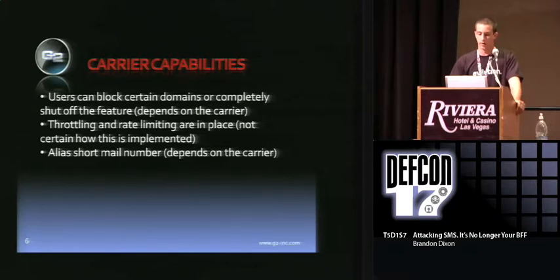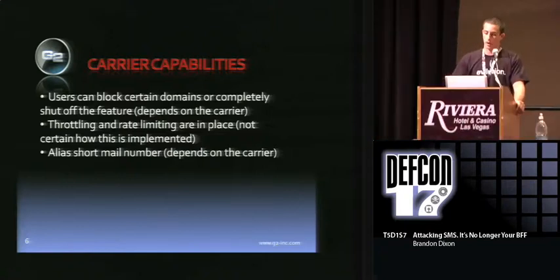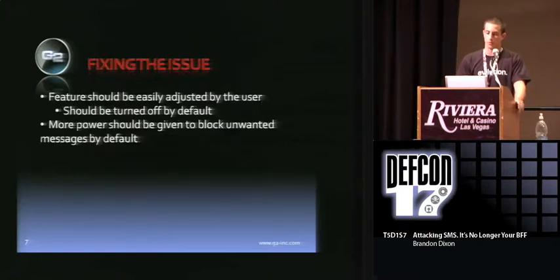Throttling and rate limiting are in place at the carrier level, though it's not exactly clear how that's implemented because they couldn't talk about their infrastructure. But doing my testing, I could see that messages would get queued up. Some of them would be dropped depending on the rate that I sent them. A few carriers I've heard of allow you to alias your shortmail account so that you're no longer exposing your number and your carrier, which is great, but that's not a feature that's available for all carriers. The trend that I've noticed is that carriers implement some sort of protection, but it's not all the same. Some do it better than others, some offer this, some offer that, but it's never 100%.